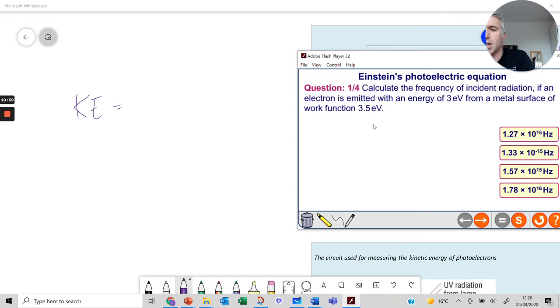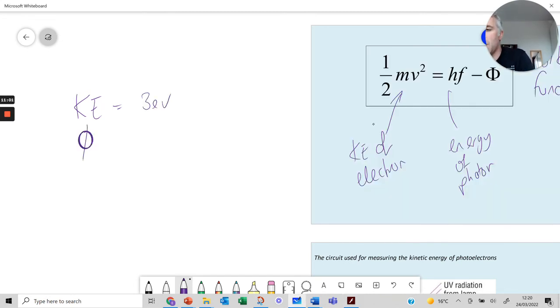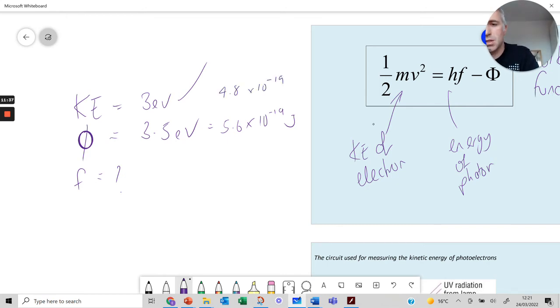Ke is 3 electron volts, and the work function was 3.5 electron volts. It wants to know what f is. So first thing, let's convert these to joules. 3.5 times 1.6 times 10 to the minus 19. So this is 5.6 times 10 to the minus 19 joules, and this is 4.8 times 10 to the minus 19 joules.